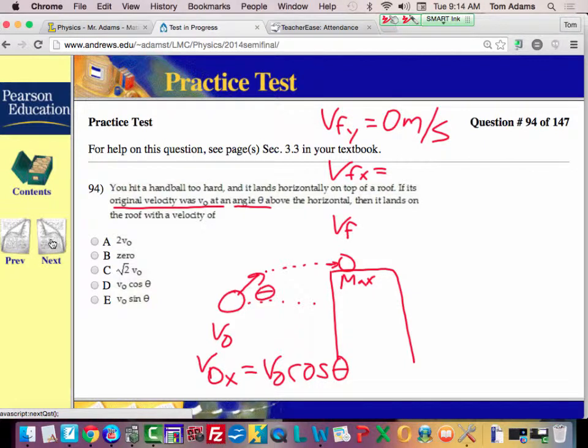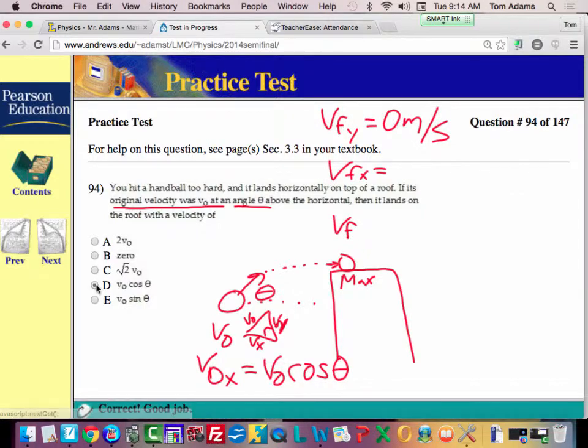Because technically, if you think about it, this is v naught, and this is v sub x, and this is v sub y. That's supposed to be a y. And so cosine is the adjacent angle. So I think D is the answer. So this was more conceptual. You didn't have to plug in a number. You had to just think it through.